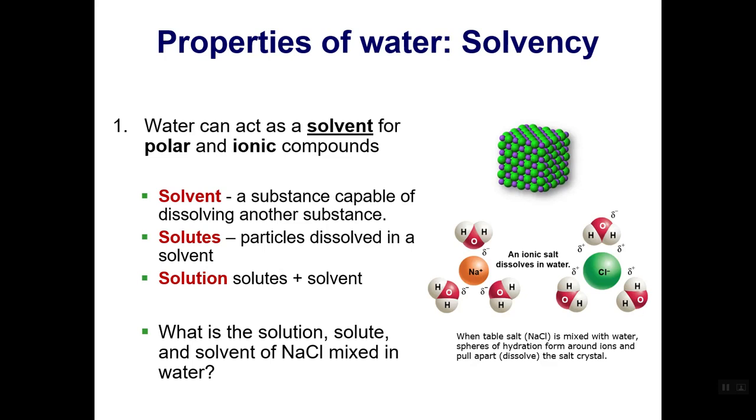So water can act as a solvent. A solvent is a substance that is capable of dissolving something else. And particularly with water, it is capable of dissolving other polar compounds as well as ionic compounds, like salt, for example. Now, the things that we dissolve in a solvent are called the solute. Solutes are particles that we dissolve in a solvent. And together they make up a solution. So a solution equals the solutes plus the solvent.